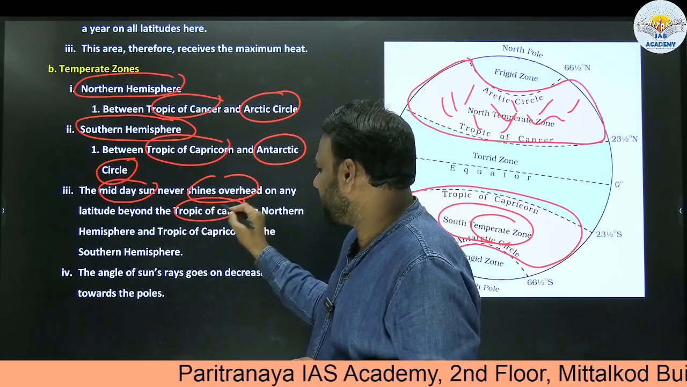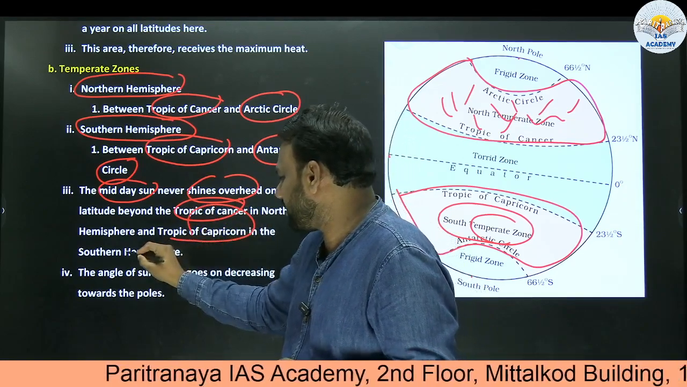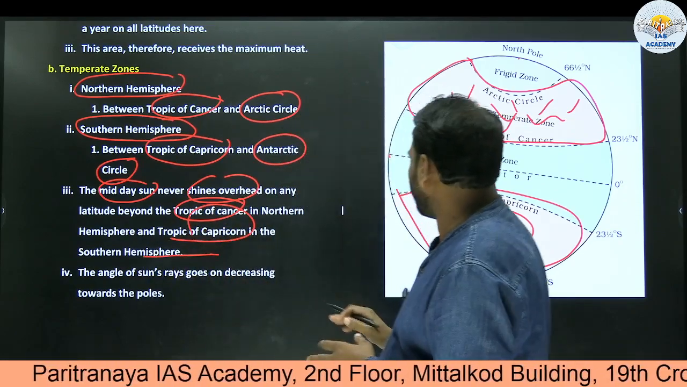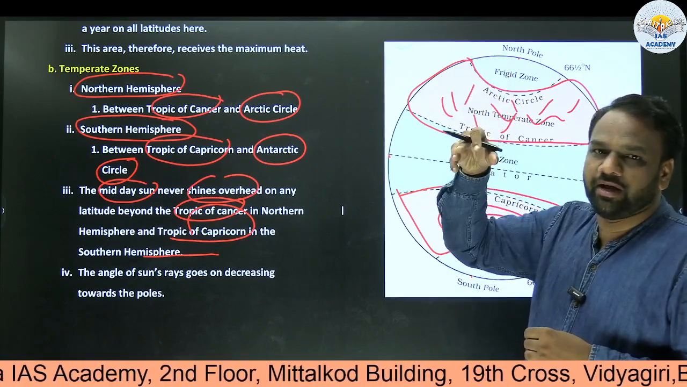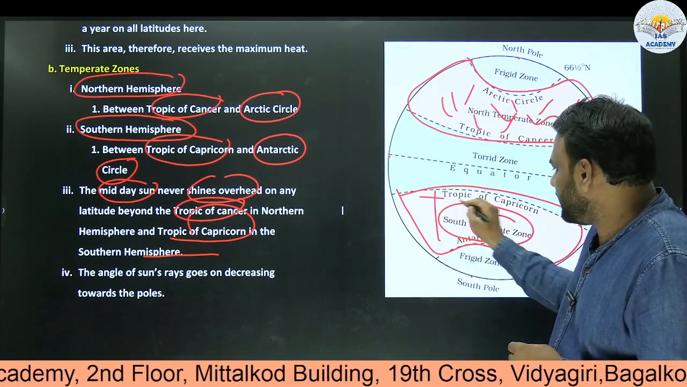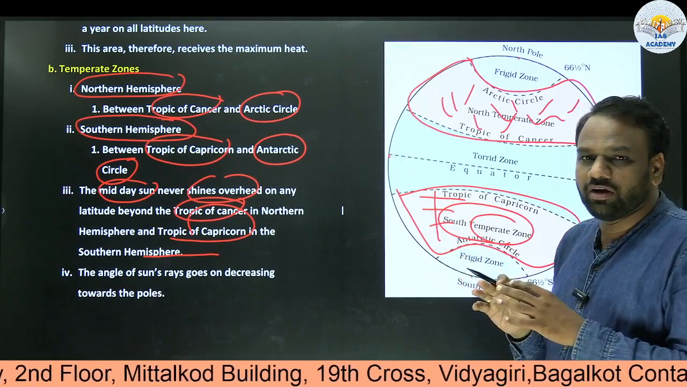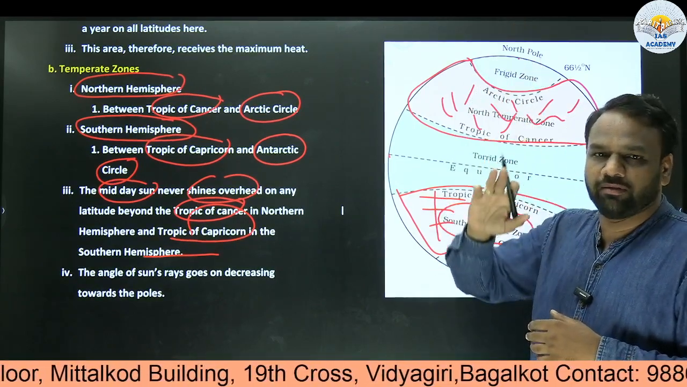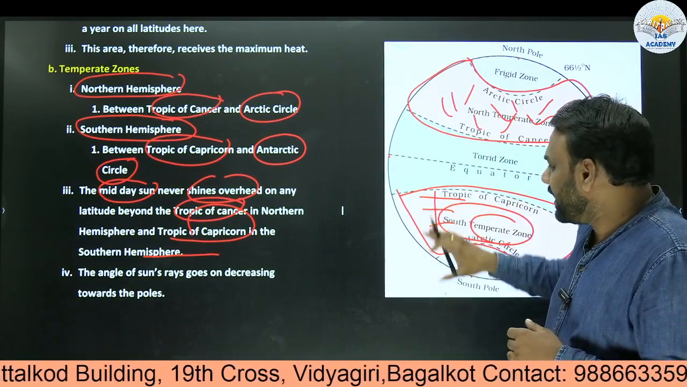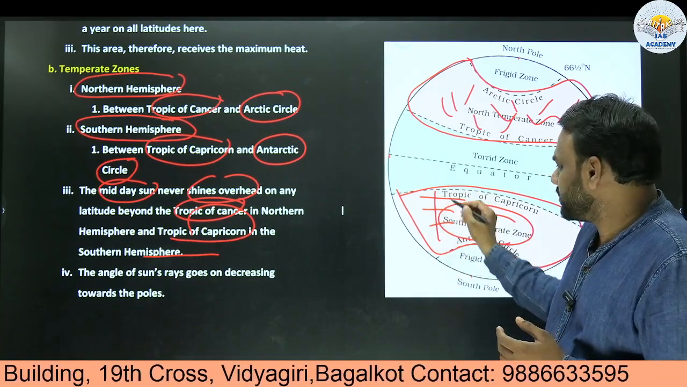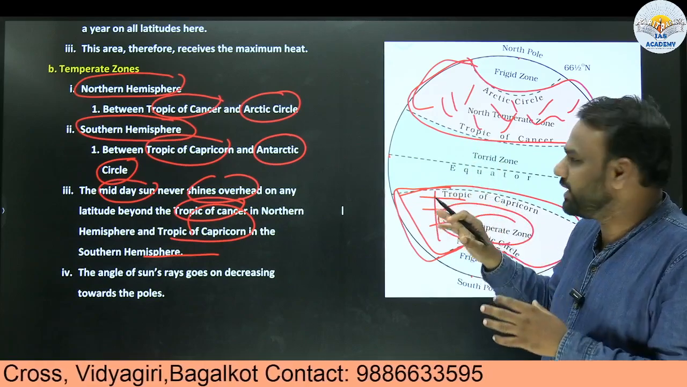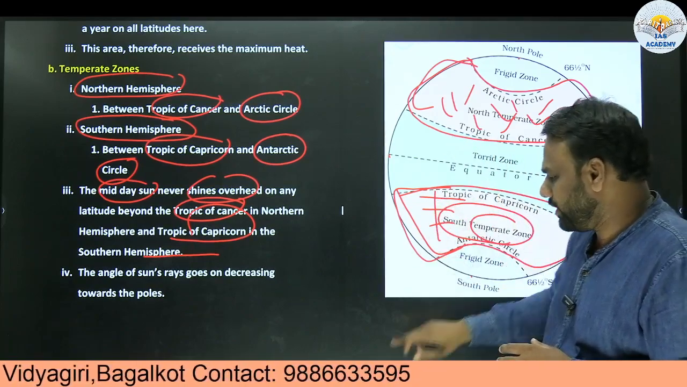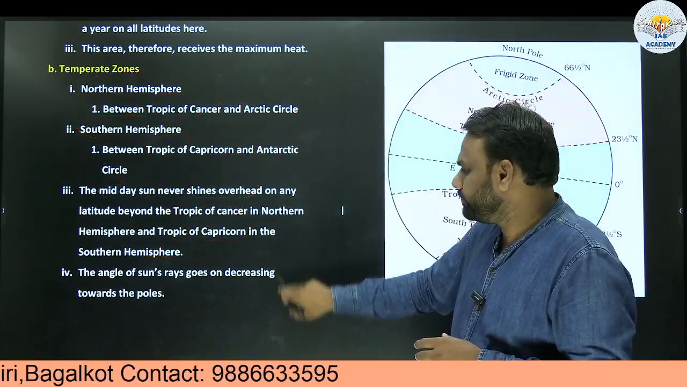Next, in the temperate zones, the midday sun never shines overhead on any of the latitudes beyond the Tropic of Cancer in the northern hemisphere and the Tropic of Capricorn in the southern hemisphere. The sun's rays will never fall directly overhead on these latitudes, so on none of the days will the sun appear directly overhead. That is why these two regions relatively receive less heat compared to the torrid zone.